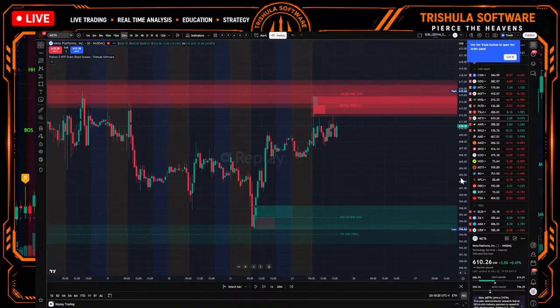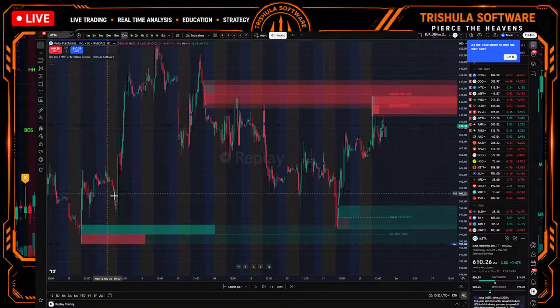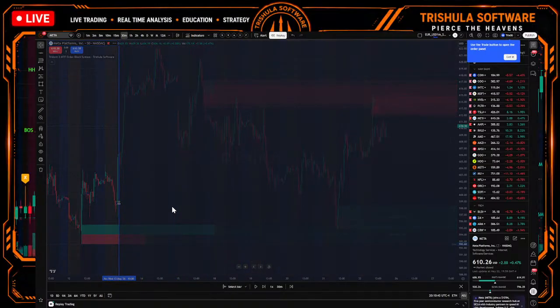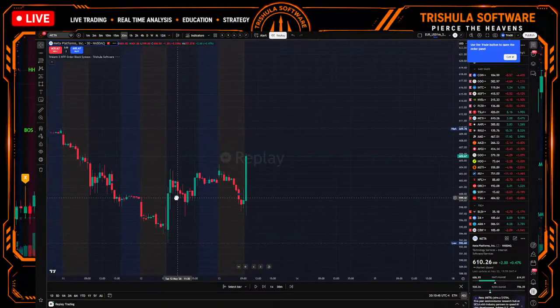See? Already established support. That tried to retest here. So we know there's buyers here too. But even if we take it back, I want to see if buyers generate it here. I hardly trade Meta anymore. Too volatile.